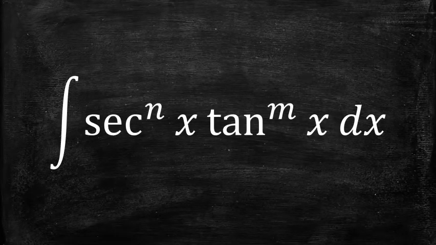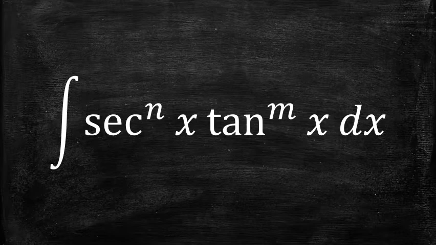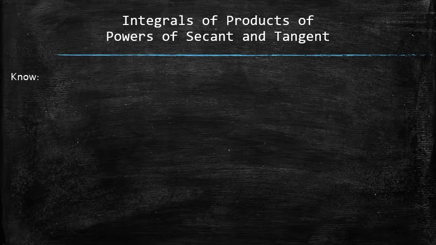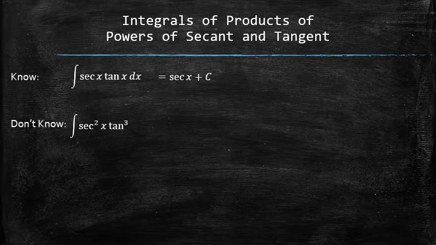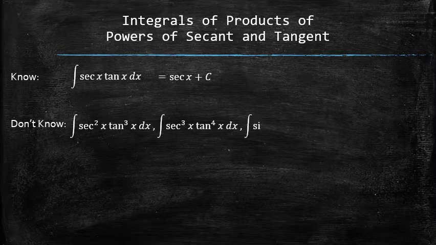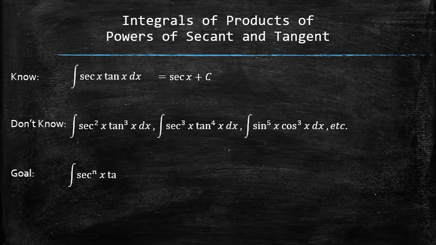Next, we will discuss how to integrate the products of powers of secant and tangent. Previously, we learned that the general antiderivative of secant x tangent x is secant x. But is it easy to integrate a product of any power of secant and tangent? The goal is to fill in this gap and develop the methods for integrating all such functions.